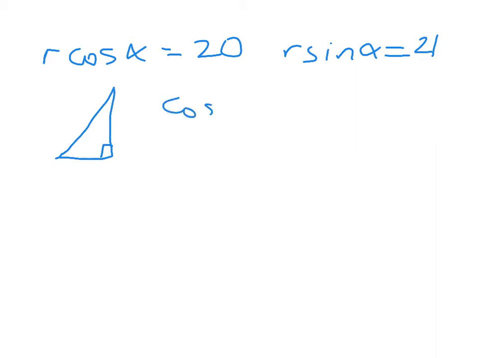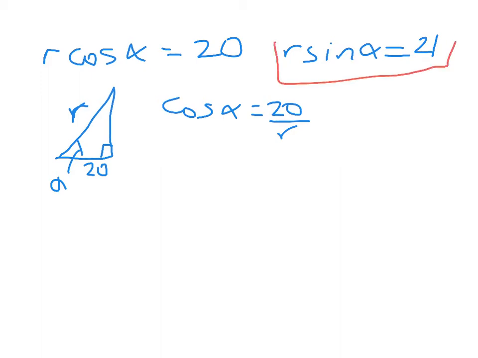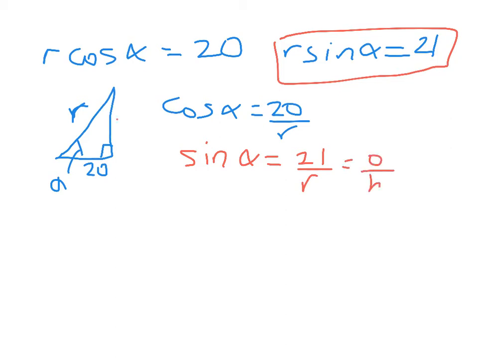So what have we got? Well, really slowly we can rewrite cos alpha is 20 over R. So here's alpha and here's 20. This is R. Right, not looking very good so far. But then we see that we've also got R sine alpha is 21. So we've got sine alpha is equal to 21 over R. So this is the opposite over the hypotenuse. So this is 21 here. So that lets me work everything out.